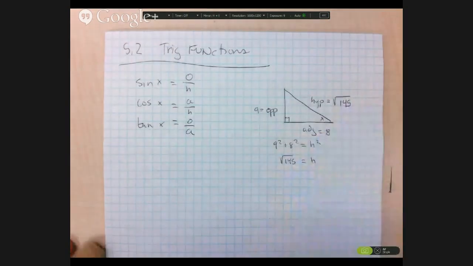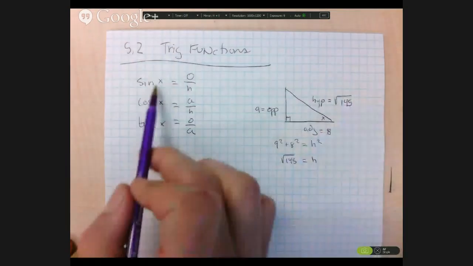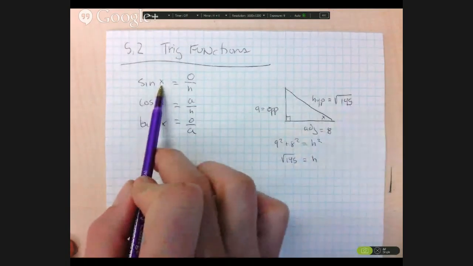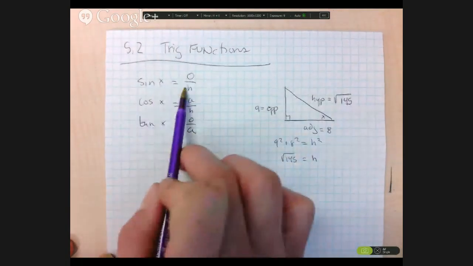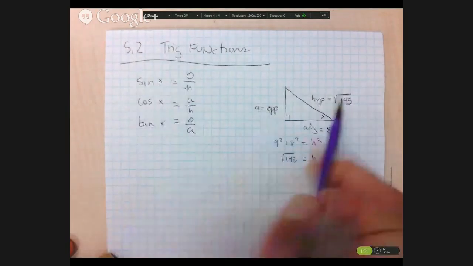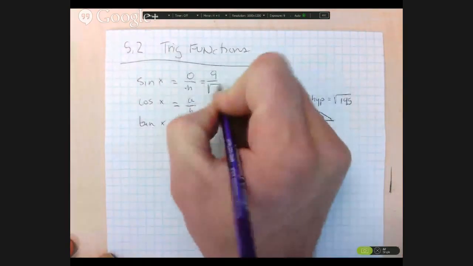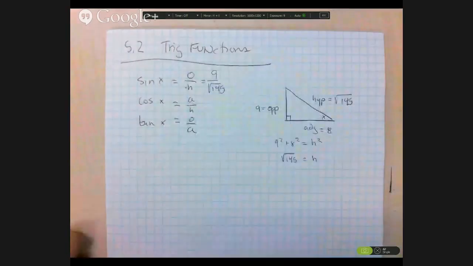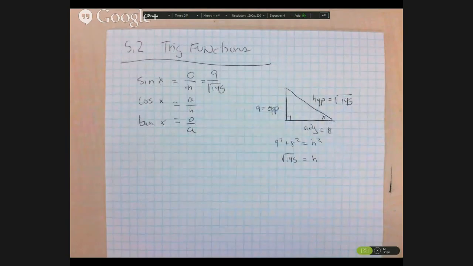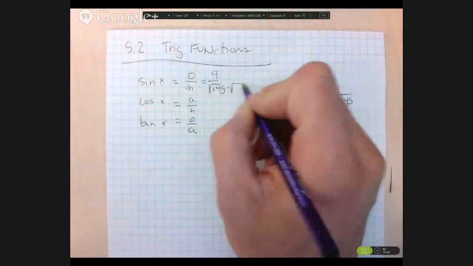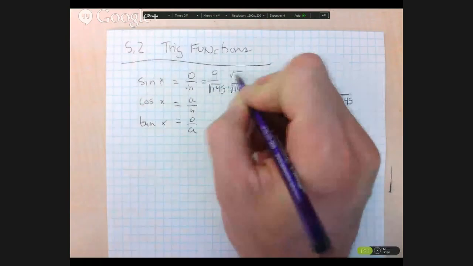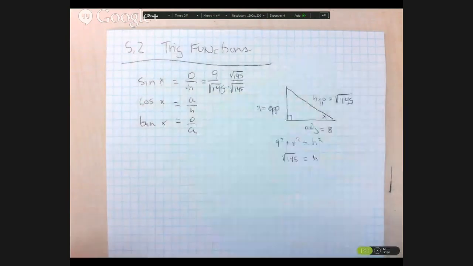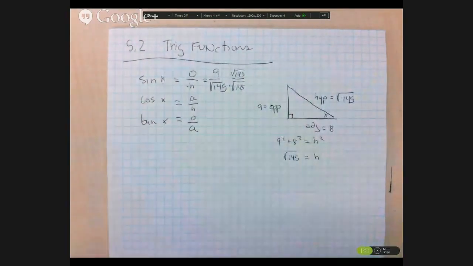Okay, so if I were to ask you what is the sine of angle X, it's opposite over hypotenuse, right? So 9 over root 145. Do you know how to simplify that? Okay, we have to get rid of this as a denominator. Is this ringing any bells? Multiply by root 145, top and bottom.